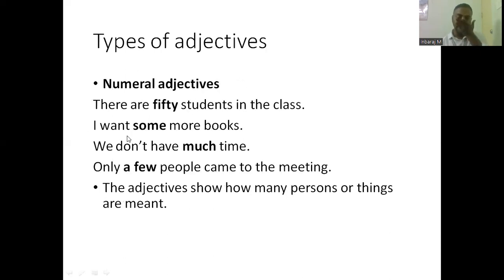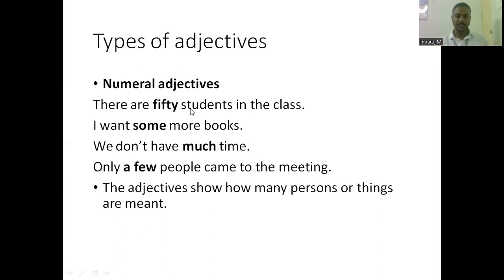And the third type of adjectives are numeral adjectives. So numeral adjectives are adjectives that show how many persons or things are meant. That basically shows the numbers. So look at the examples.